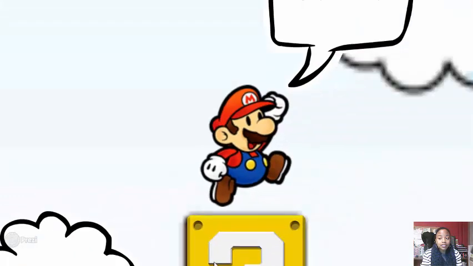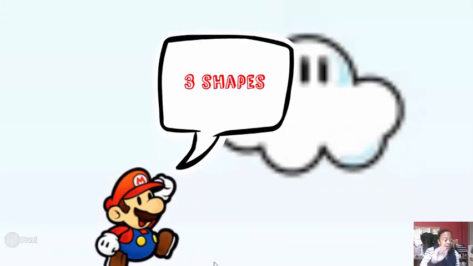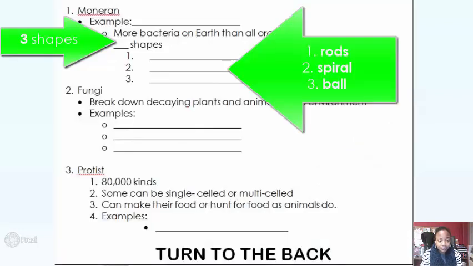Great job. Did you know that there are more bacteria on Earth than all the other organisms combined? Bacteria come in 3 shapes. How many? Good job. The first shape is rod-shaped. The second shape is spiral-shaped. The third shape is ball-shaped. Go ahead and fill that in your notes now.